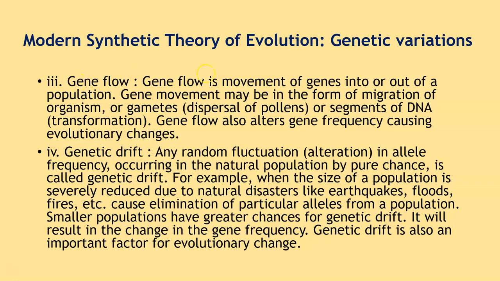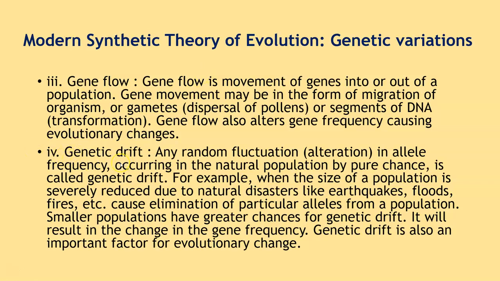He alters the genes of the population of the Sahara Desert, and when he moves to the new place, that is in Atlantic, he contributes new genes to the population of that place. So this movement of genes is called gene flow. Now this also alters the gene frequencies and gives rise to evolutionary changes.